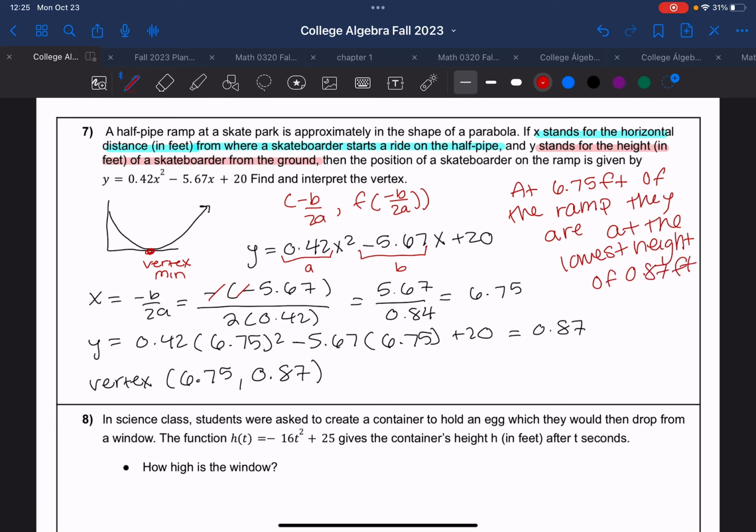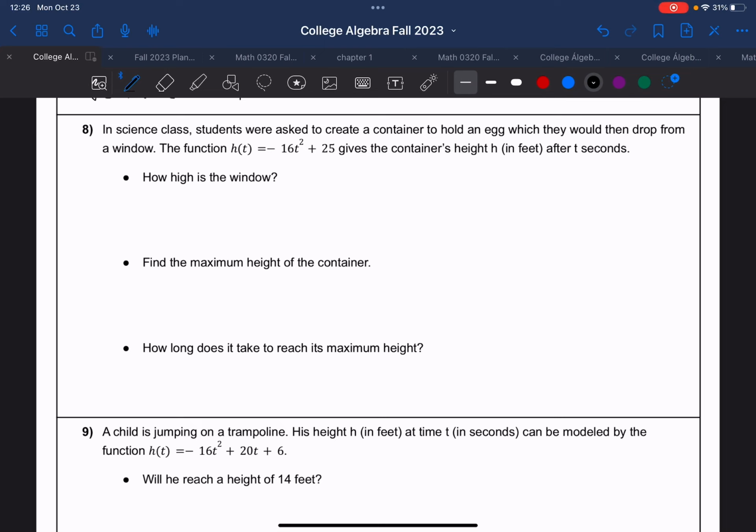Okay. Now let's look at number 8. Number 8 says, in science class, students were asked to create a container to hold an egg, which they would then drop from a window. The function h of t is equal to negative 16t squared plus 25 gives the container's height h in feet after t seconds. Okay. So what it wants us to do is see how high is the window. Okay, how high is the window? Meaning we have not dropped the egg yet.